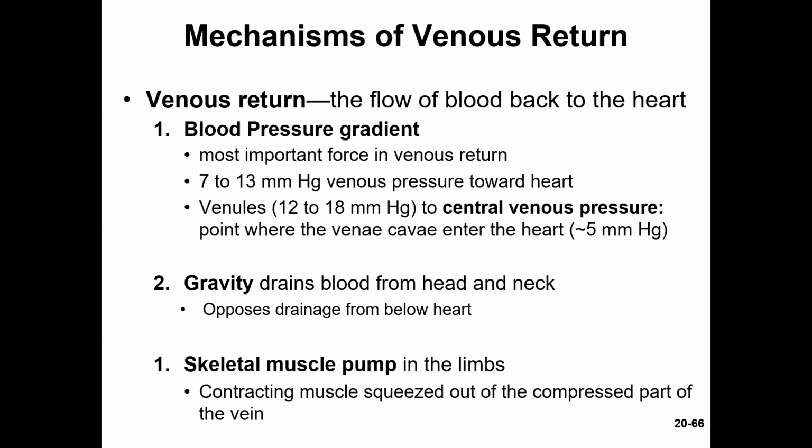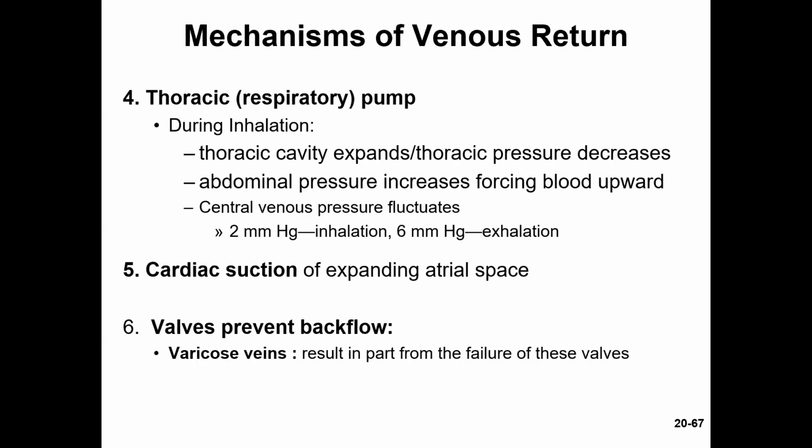Gravity drains blood from the head and neck. It opposes venous flow, opposing drainage from below the heart. The skeletal muscle pump moves blood in the limbs. Contracting muscle squeezes blood out of the compressed part of the vein. The thoracic or respiratory pump happens during inhalation. The thoracic cavity expands and thoracic pressure decreases. The abdominal pressure increases, forcing blood upward.